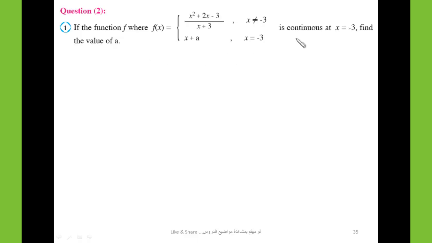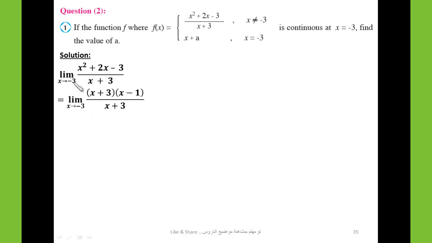Since the function is continuous at x equals negative 3, then the limit of the function f of x when x tends to negative 3 equals f of negative 3. It is from the definition of continuity, and we will use this to find the value of a. The limit of (x squared plus 2x minus 3) over (x plus 3) as x tends to negative 3. We substitute x equals negative 3.